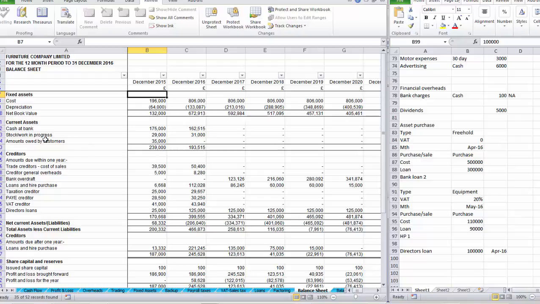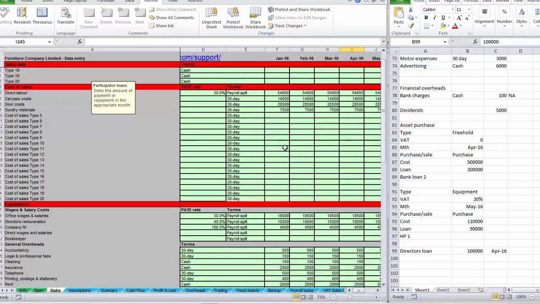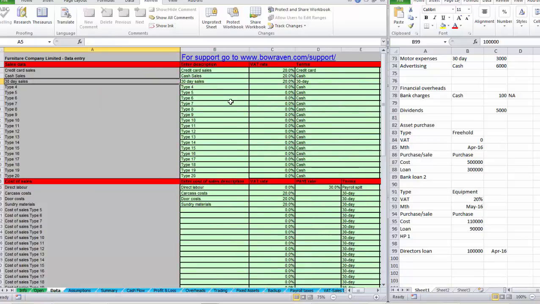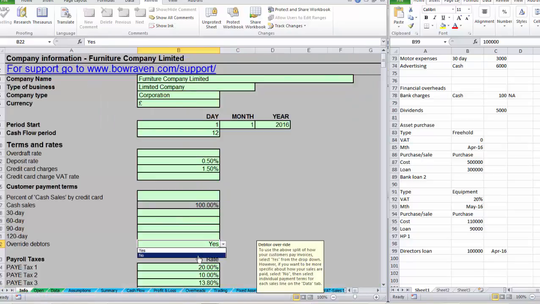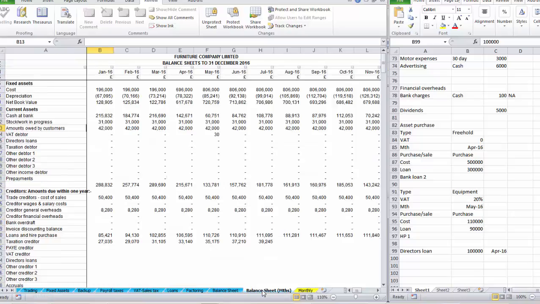Now I've noticed actually we've got nothing shown as amounts owed by customers. That's probably because what I forgot to do, and this shows that when you're reviewing this, you can see how easy it is to change things. Because that's nil, what I need to do is change that to no rather than yes, and that'll show me my amount there. So the important thing is that we all make mistakes, and when you make a mistake and you start reviewing the figures and think, well, that doesn't look right, you can go back and quickly check things and change things as I just did there.